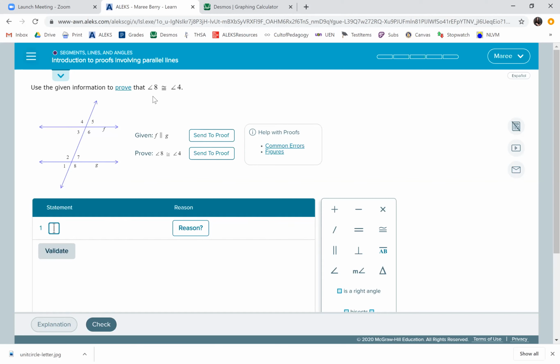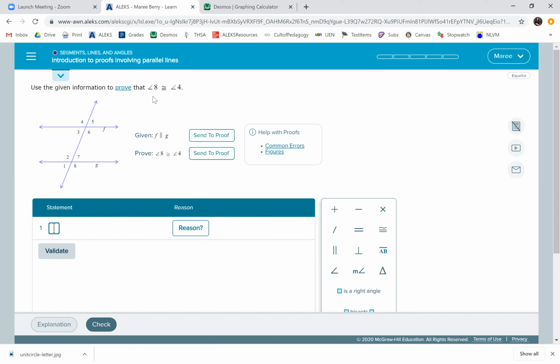So we have to start with if lines are parallel, then alternate exterior angles are congruent. And that's it. You only have to do 2 steps in this particular one. And I'm thinking, since this is an introduction to proofs, it may be the only thing we need to do.